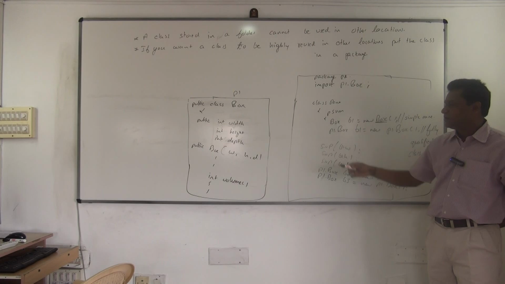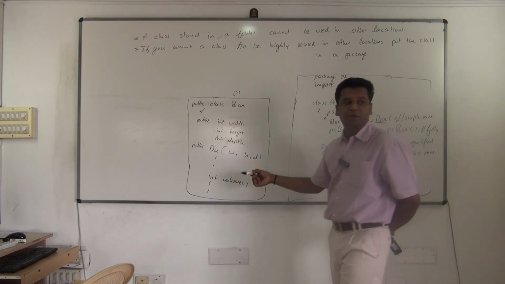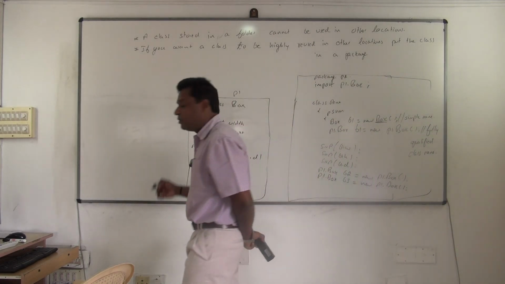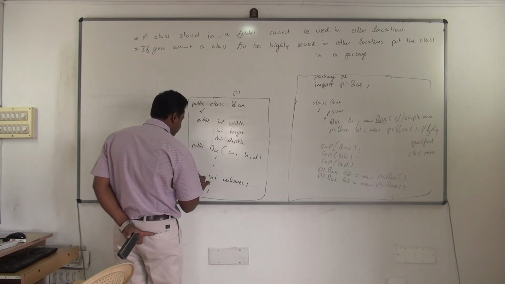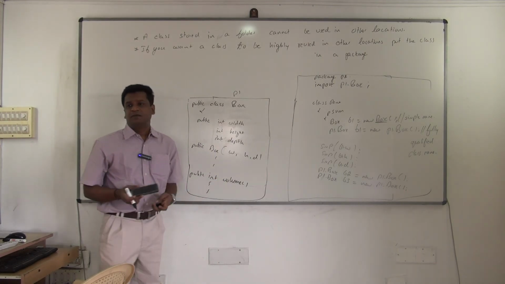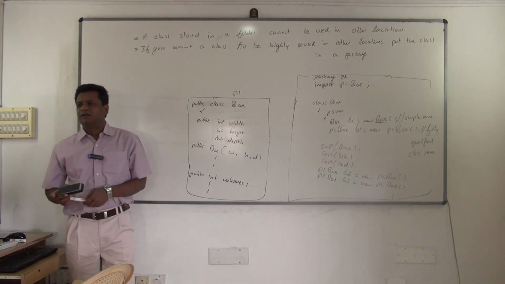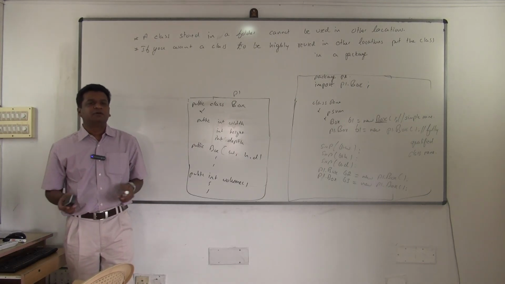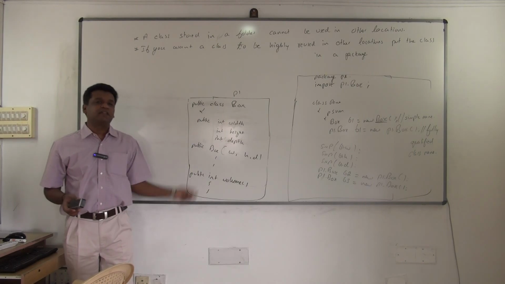Understood? Then next, even methods. Which method you want to make public, you decide. So all the members, you decide now. What are the members of the class? Variables, methods, constructor. Whichever member you want to expose to other classes in other packages, make them public.